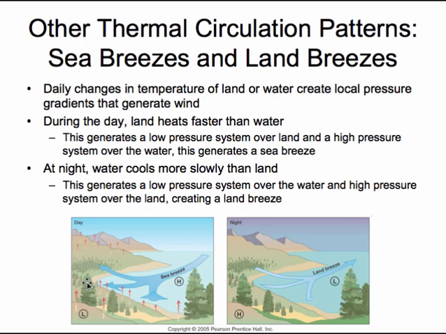At night, this actually changes. Water cools more slowly than land does. Water holds heat better than land. That's why the beach sand is so cold when you walk on it at night. This generates a low pressure system over the water and a high pressure system over the land because it gets colder. Therefore, you end up with a land breeze at night.